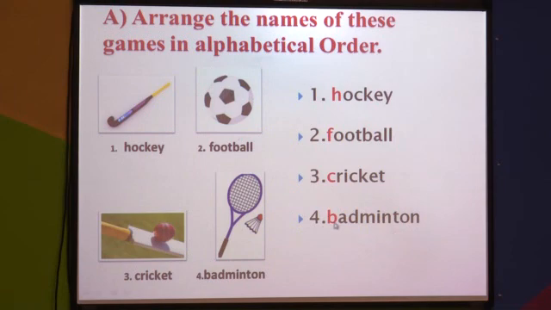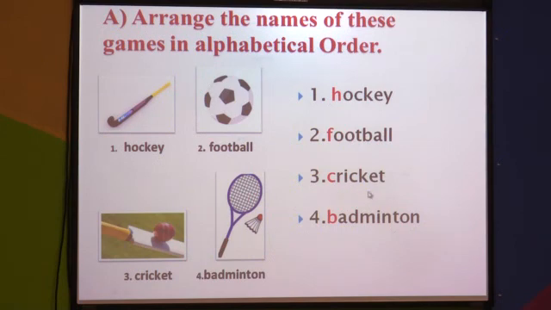What will come first? B. B related, what is there? Badminton. The first word that will come is badminton. Then after B, which letter is there? C. C related, which word is here?